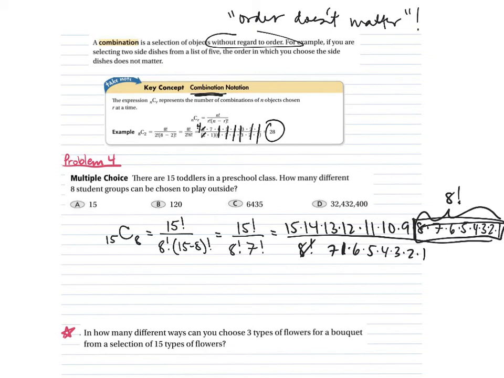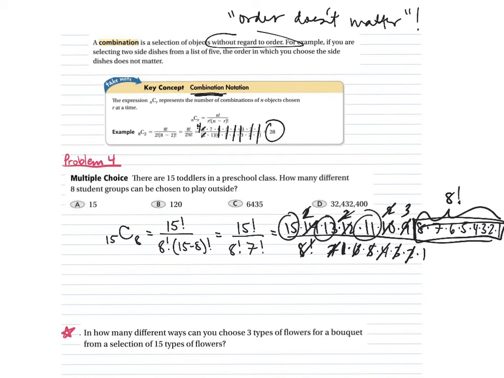And then this, you can kind of do that. 7 goes into 14 2 times. 6 goes into 12 2 times. 5 goes into 10 2 times. 4 knocks out these 2 2s. 3 goes into 9 3 times. 2 can knock out this 2. So then you have 15 times 13 times 11.